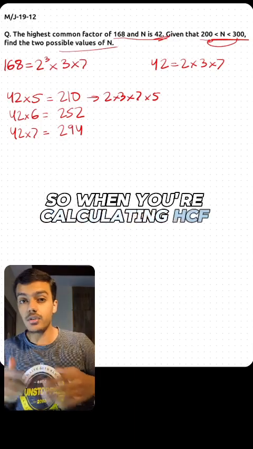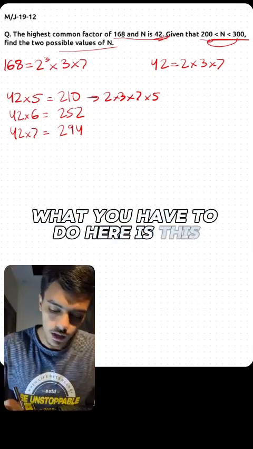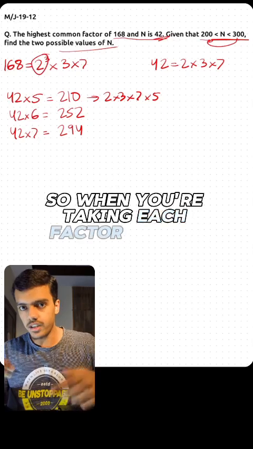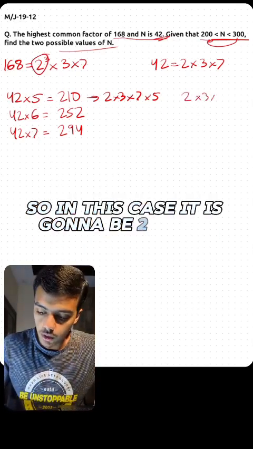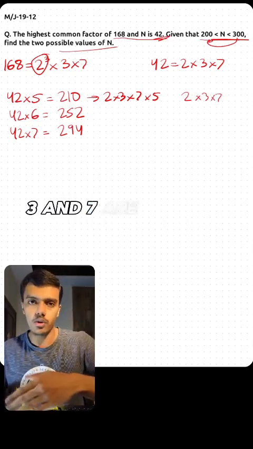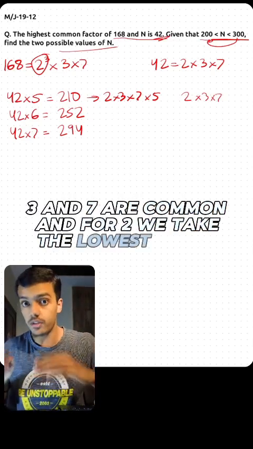So when you're calculating HCF using prime factors, what you have to do is this. When you're taking each factor that is common, you have to take the lowest power. So in this case, it is going to be 2 times 3 times 7, because 2, 3 and 7 are common, and for 2 we take the lowest value.